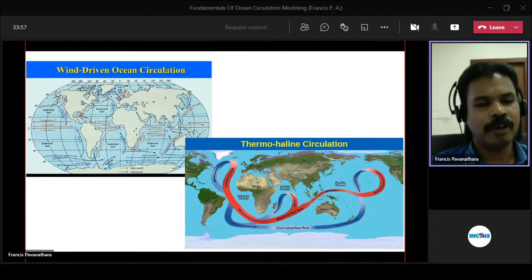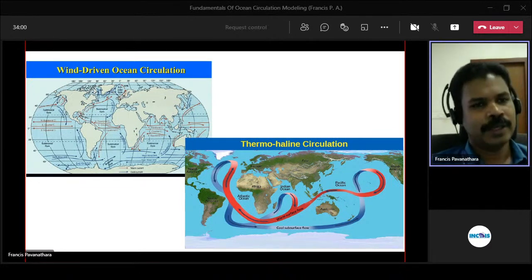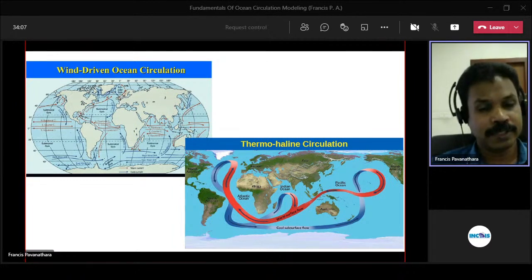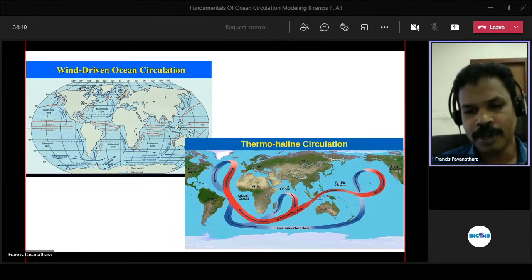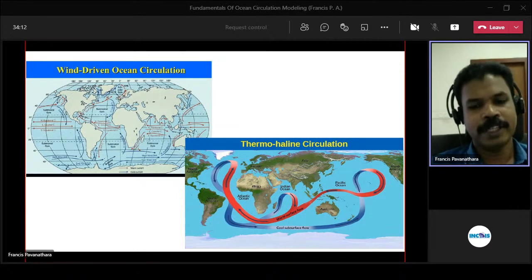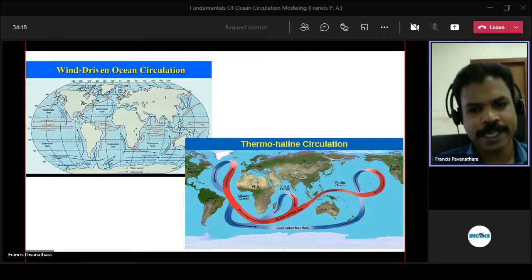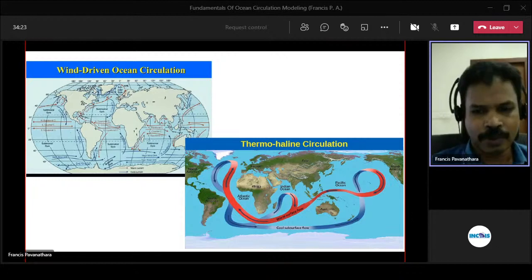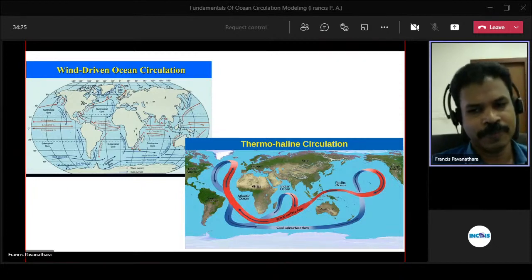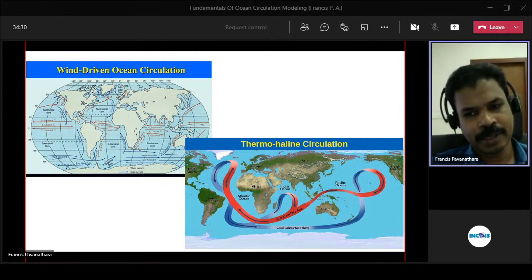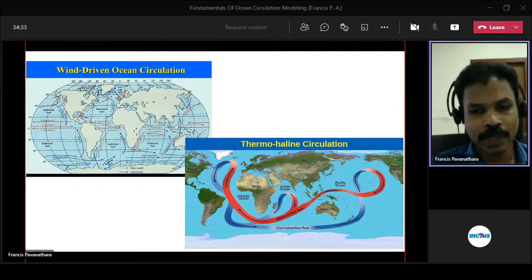So if you are looking at a global scale ocean model, what essentially we are looking at is to represent the thermohaline circulation right and the wind-driven circulation right. If you want to get thermohaline circulation right, you need to have the right representation of the density gradient of the ocean, which involves the right representation of temperature and salinity, not only at the surface, but throughout the depth of the ocean. So this part is a very critical component of the ocean circulation model.